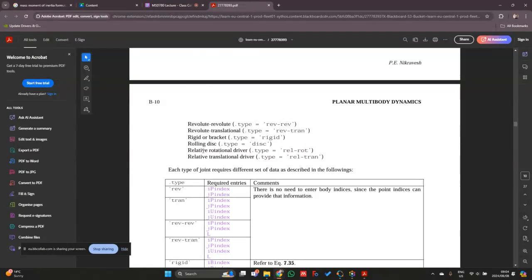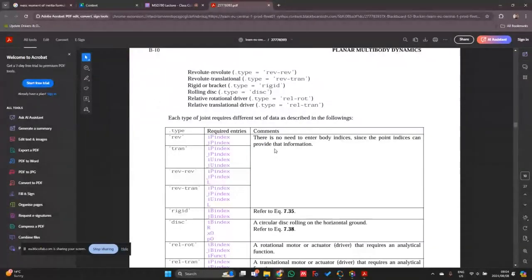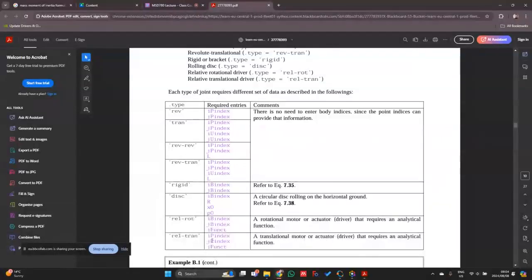And then we have these last two: a relative rotational driver, which we specify as rel dash rot, and a relative translational driver, which is rel dash tran. For these last ones, we're probably going to have to specify some sort of function when we define them. Over here you can also see there's a list of input arguments that you have to give for these different joint structures.